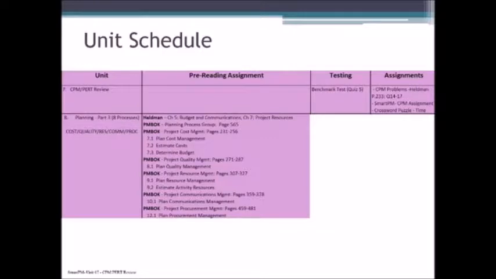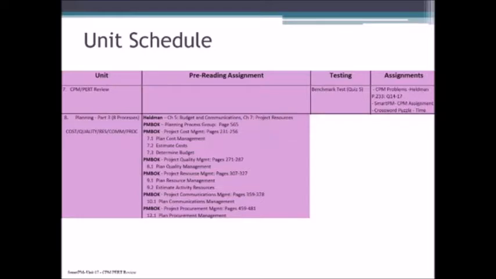And that's it for unit number 7. Just by way of the unit schedule, we've completed the CPM PERT review. There is a benchmark test, quiz number 5, and a series of assignments that you'll find in both the Heldman text as well as in your notes, a CPM assignment and a crossword puzzle on time.